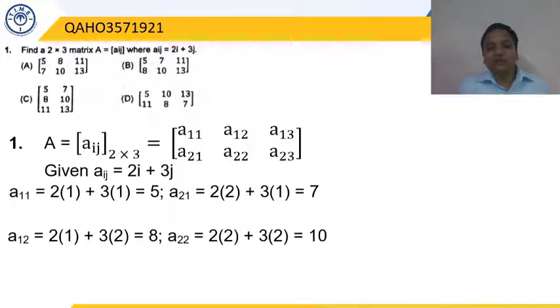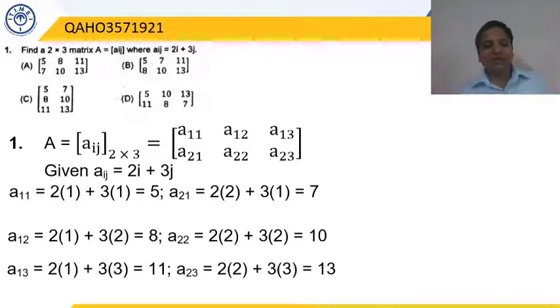A12. i is 1, j is 2. So 2 into 1 plus 3 into 2. 2 plus 6 becomes 8. First row, second column is 8. And A22. i is 2 and j is also 2. So it becomes 2 into 2, 4, plus 3 into 2, 6. 6 plus 4 becomes 10. That is, second row, second column is 10, which is there in option A.